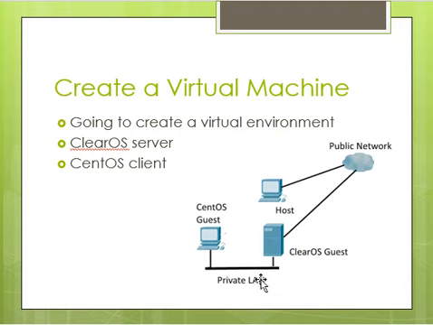And we'll create a private LAN. This LAN name can be anything you want. We just called it private LAN. We'll have another virtual machine running CentOS as a guest, and we'll actually create our own little network here. And our ClearOS will actually be doing some network address translation and DHCP to provide an IP address to the CentOS.